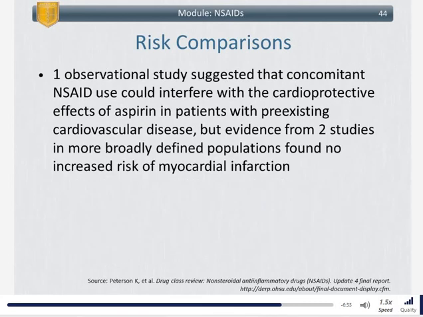Now when you add an NSAID to the use of aspirin, you're giving aspirin for the cardioprotective benefit, low-dose aspirin. The question is, if you add an NSAID, do you wipe out that benefit? And basically we don't know because the studies conflict. One study showed that it could interfere. Two studies did not find an increased risk of myocardial infarction. So I think we just don't know. All these patients who are taking low-dose aspirin in order to decrease the risk of coronary artery disease, if you add an NSAID, we don't know if you've wiped out that aspirin benefit.